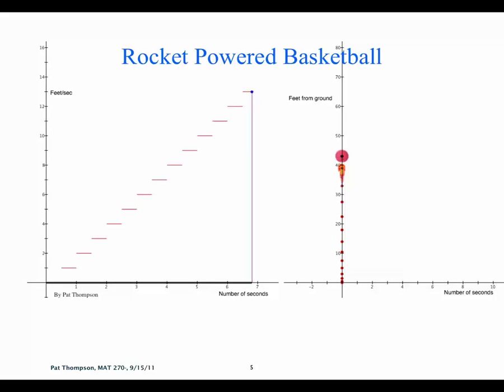Okay, so we're going to change up the example here. So let's think about a rocket-powered basketball. No way. Yeah, way. Okay. So what's happening here? We have these are our two graphs. All right, so flip over your white sheet. Flip over your white sheet. And I got some questions on the rocket-powered basketball.